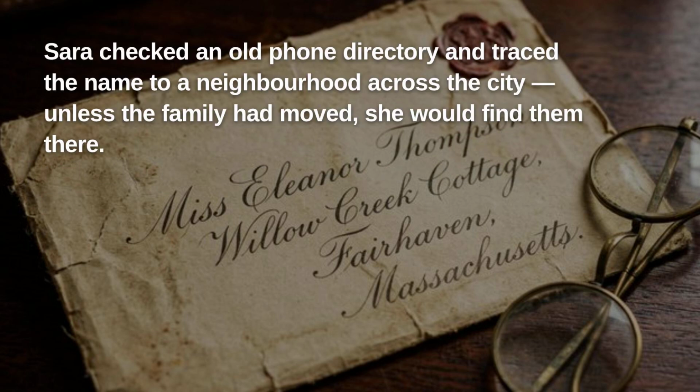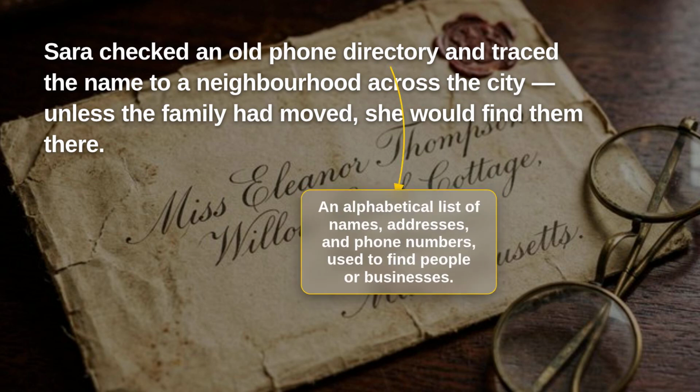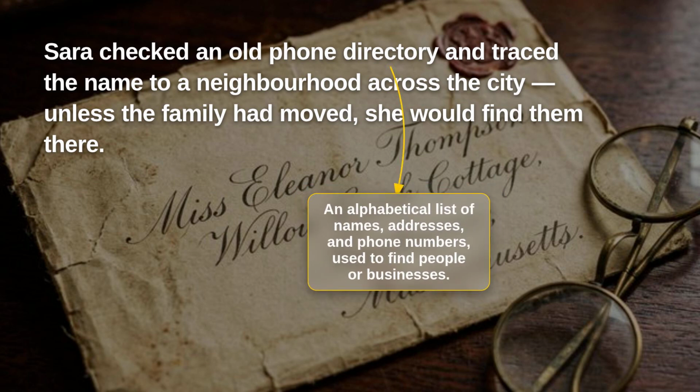Now Sarah is doing real detective work. Let's look at the word directory. A directory is a list of names, addresses, and phone numbers. Before the internet, people used phone directories, big books with everyone's contact information to find people. Think of it as an alphabetical list that directs you to who you are looking for. Directory, it directs you.